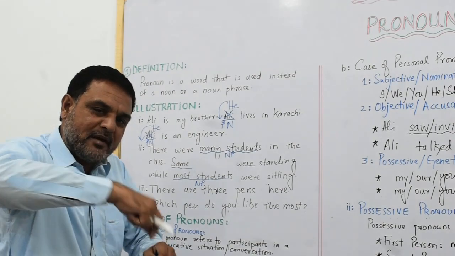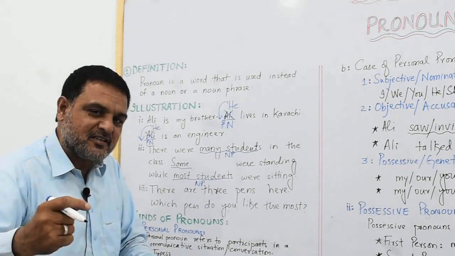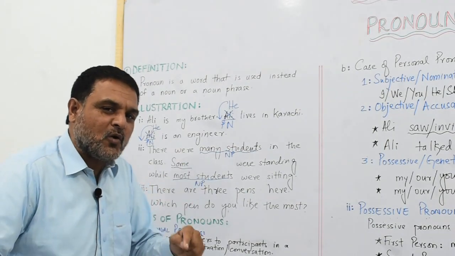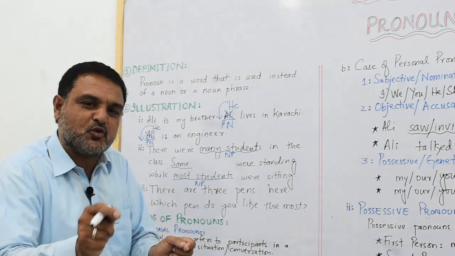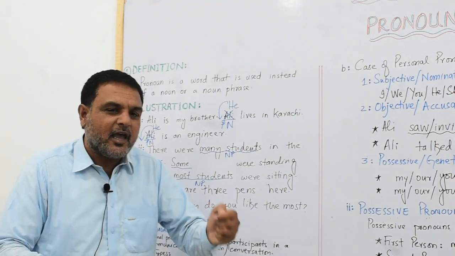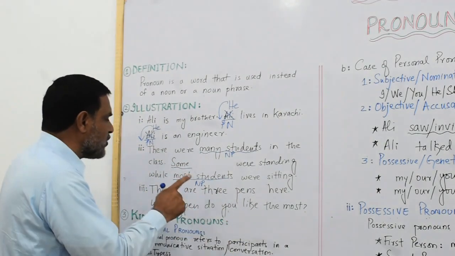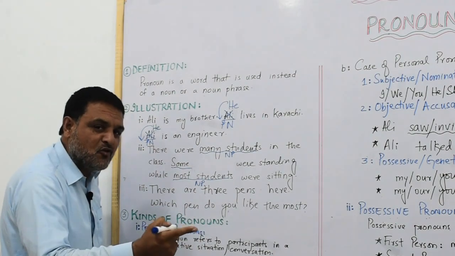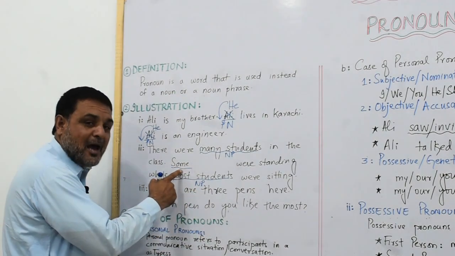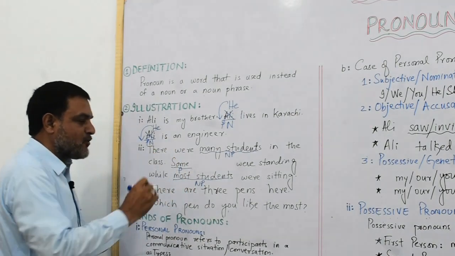Although we have omitted, we have kicked out the noun students, yet some alone conveys the same meaning as it conveyed with the combination of students, some students. So some students and only some convey the same meaning. There is no change in meaning, remember. So instead of using some students, which is a noun phrase, we have used only some. So by this definition, it will be called a pronoun.